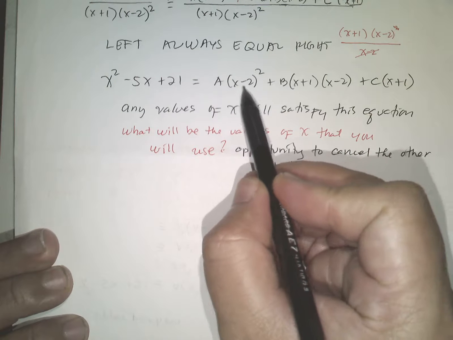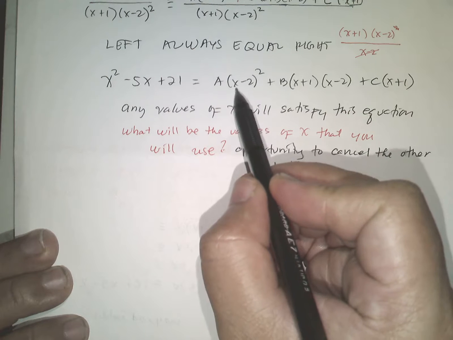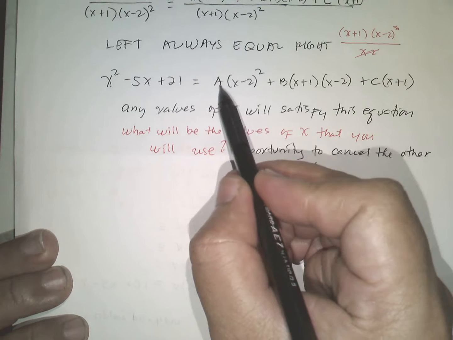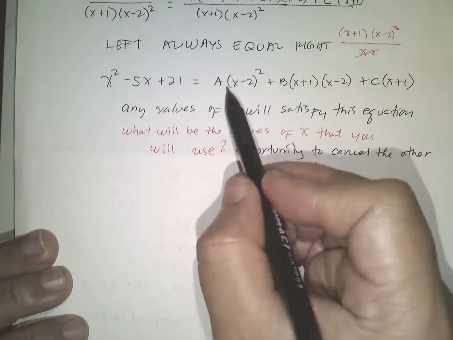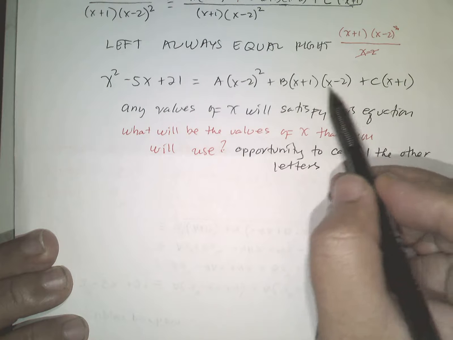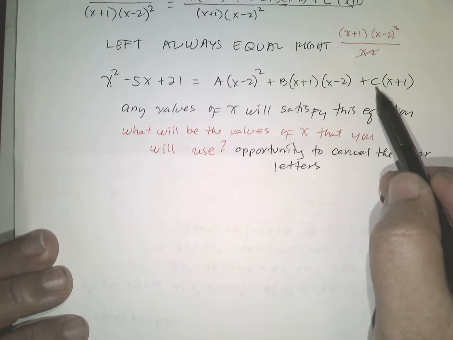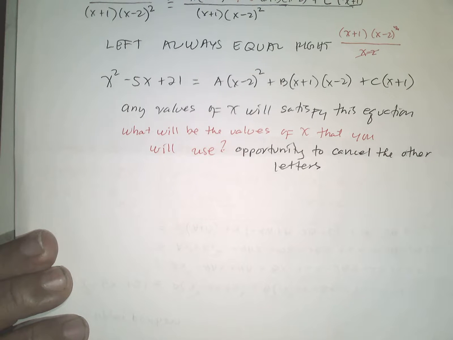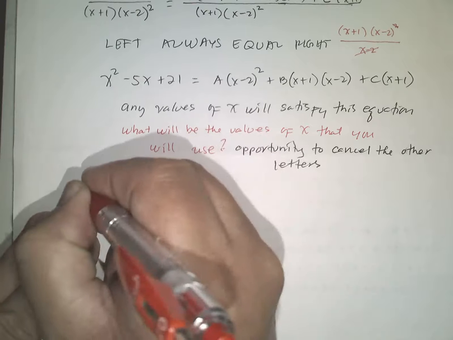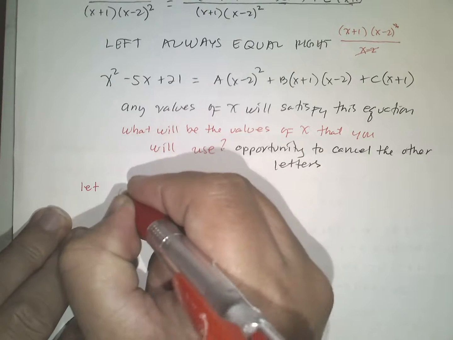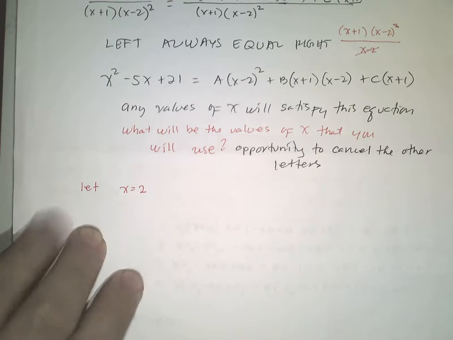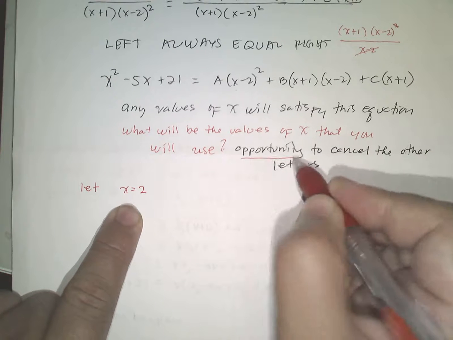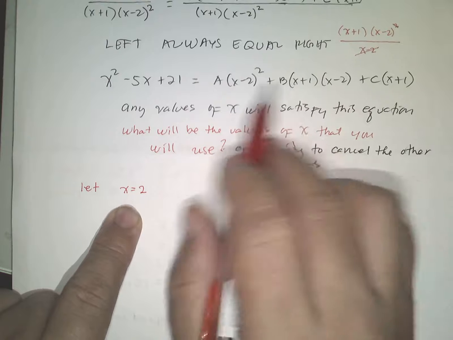This one is x minus 2. So if I let x be 2, this expression will be 0. So 0 times A will be 0, and all of this will be 0. I have only one variable, C, so therefore I can find my C. Again, I will let x be equal to 2. Why am I using x equals 2? Because it gives me an opportunity to cancel these other variables.